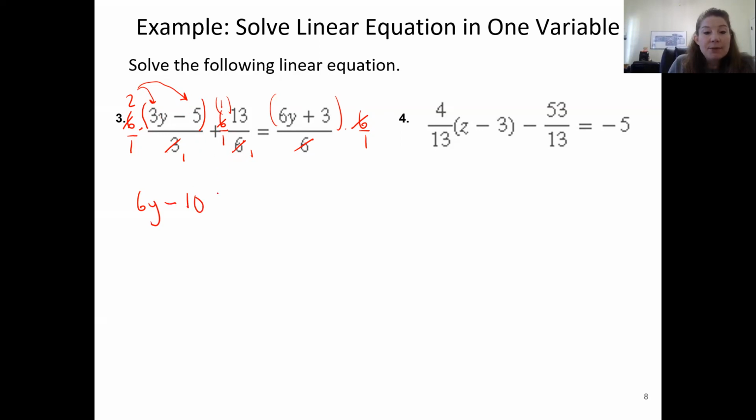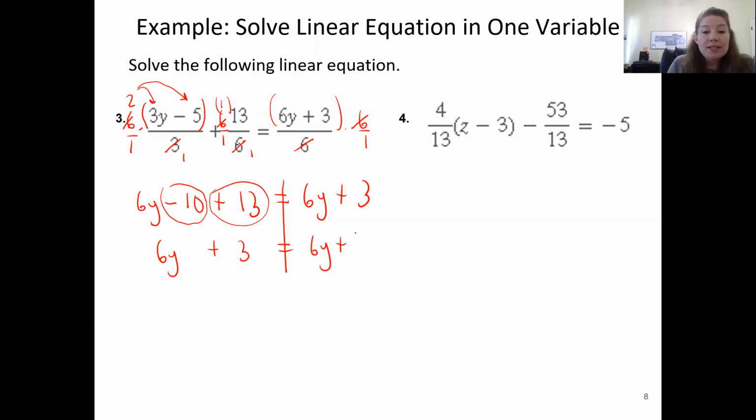I see a plus symbol. We're going to bring down our 13. Equals, and 1 times 6y plus 3 is 6y plus 3. All right, we're going to bring down 6y, and then we can combine like terms. Negative 10 plus 13 is positive 3.